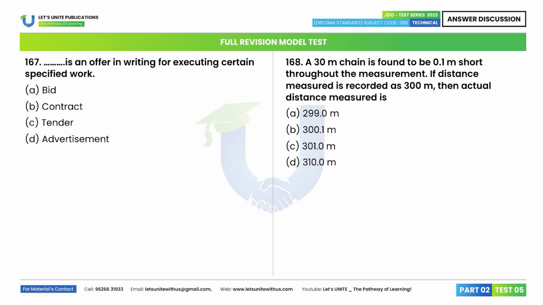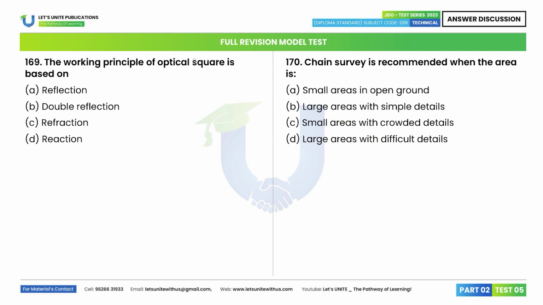Next, 167. Dash is an offer in writing for executing certain specified work. We call it a tender. Option C. Next, 168. A 30-meter chain is found to be 0.1 meter short throughout the measurement. If distance measured is recorded as 300 meter, then the actual distance is 299 meter. Option A. Next, 169. The working principle of optical square is based on double reflection.